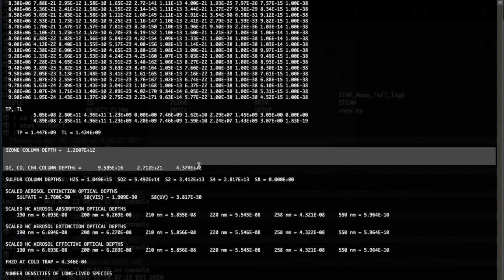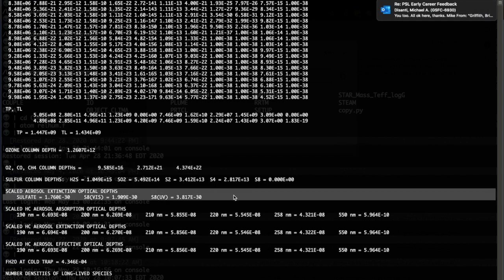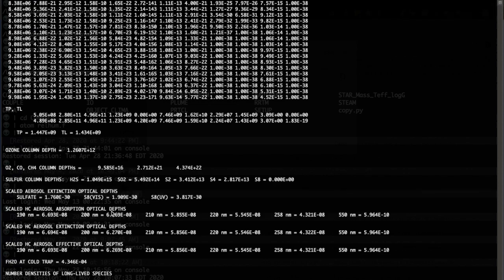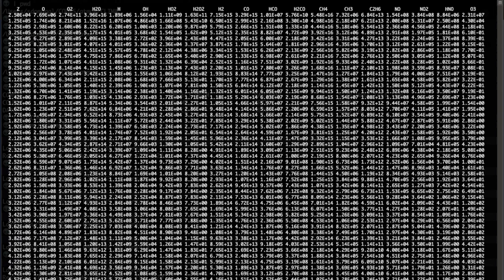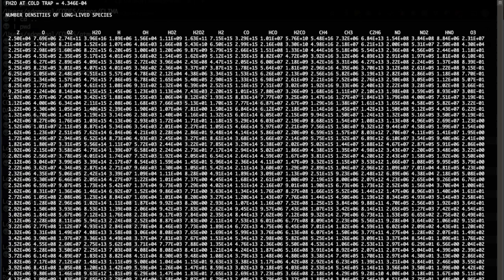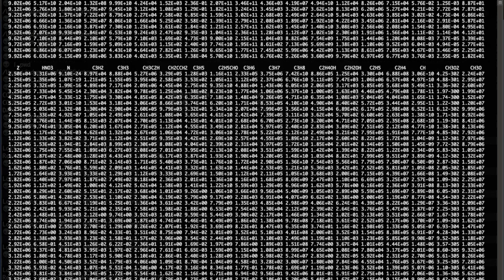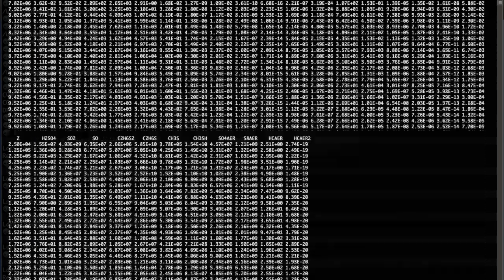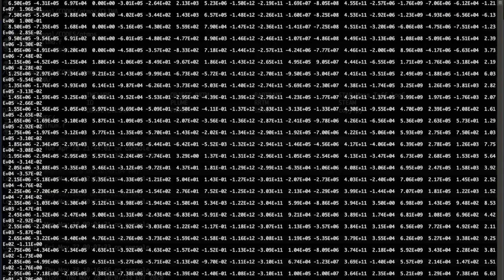This then has some information on column depth of various molecules, as well as extinction optical depths at certain wavelengths due to certain species. That can be really important diagnostically. Then the number densities of long-lived species. This is just a different unit for the concentrations than the mixing ratios. So you can use whichever you prefer.